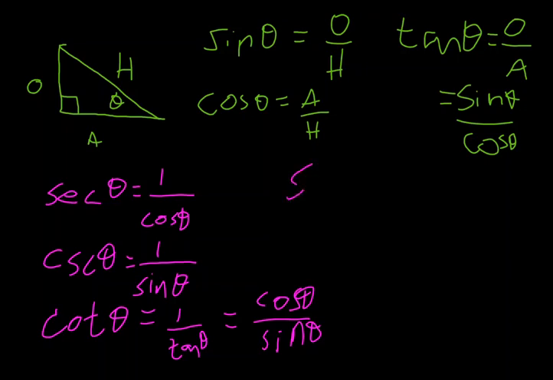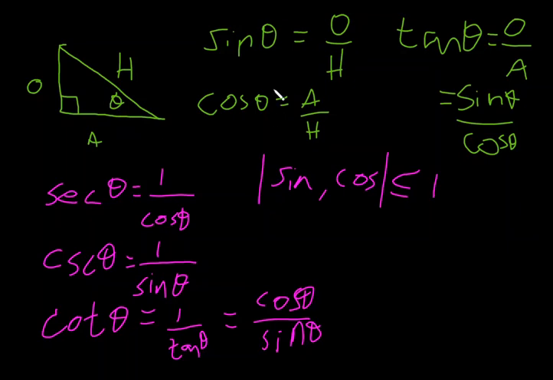A quick note: sine and cosine are always going to be less than or equal to 1, or at least the absolute value of sine or cosine is. That's because if it were greater than 1, that would mean that either the opposite or adjacent leg is greater than the hypotenuse, which is completely impossible. They could be equal: if theta is equal to 0, adjacent and hypotenuse are the same, so cosine of theta would be 1.